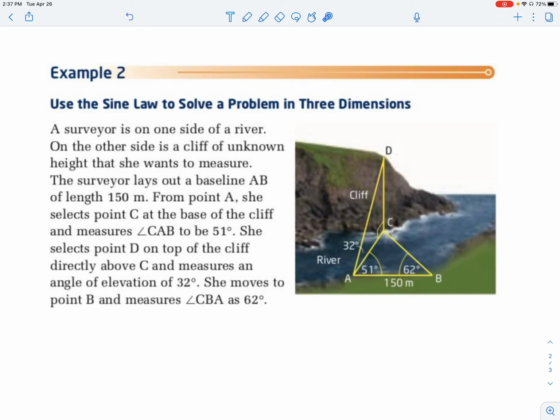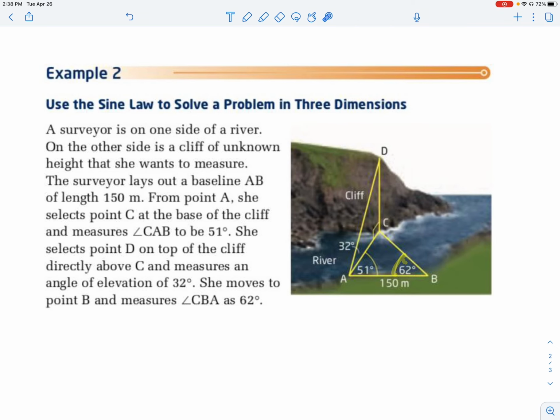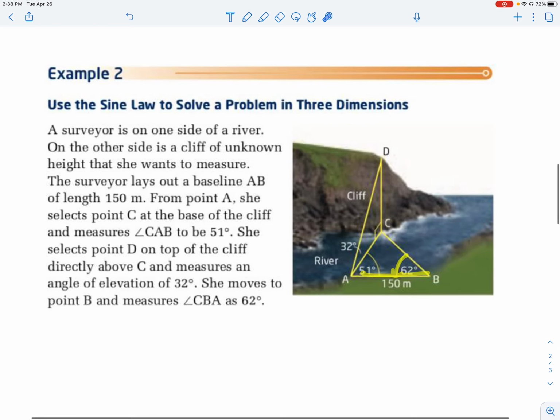Okay, she moves to point B, at the end of the baseline, and she measures CBA to be 62. So she'd have to set up her camera to look at C, and then rotate it back to the baseline, and then she records that measured angle of 62.